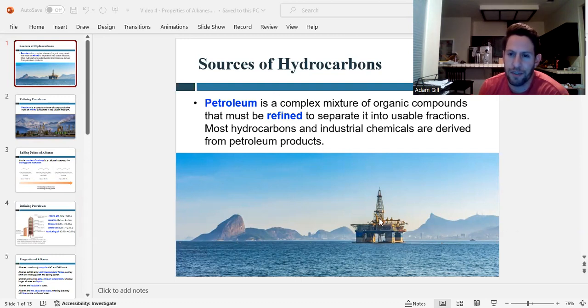So here's an image of a deep sea oil rig, right? We pump crude oil out of the ground, and it's a dirty mixture of hydrocarbons and other organic compounds that must be refined or separated into fractions that we can then use for other things. And so pretty much all hydrocarbons and industrial chemicals come from petroleum.